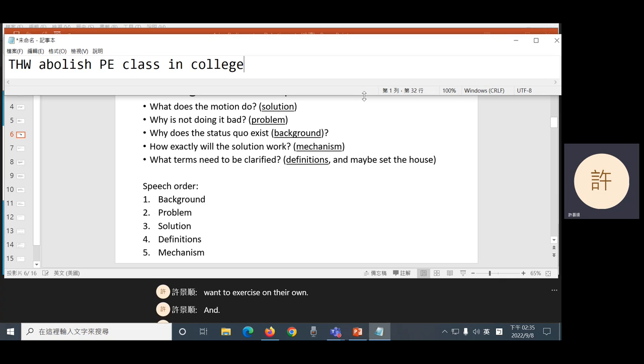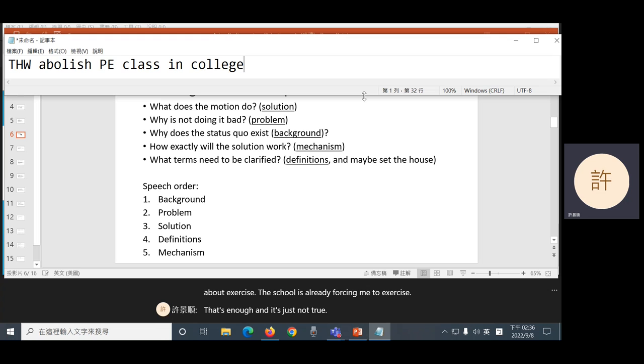But if you create a PE class and you force them to exercise at certain parts of the week, some students will feel like, oh, I've already done my exercise. I don't need to exercise more. Or they might think, I don't have to worry about exercise. The school is already forcing me to exercise. That's enough. And it's just not true.